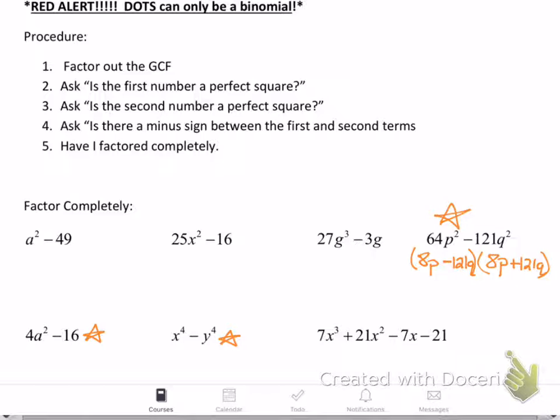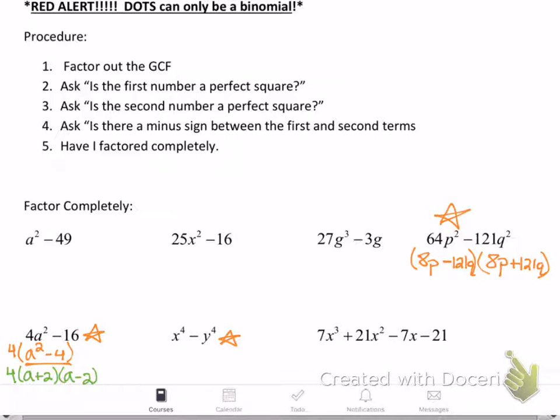Now, for this next one, what can you take out? You could have taken out a 4. So you have a squared minus 4. Both of these are perfect squares. And I end up with 4 times a plus 2 times a minus 2.